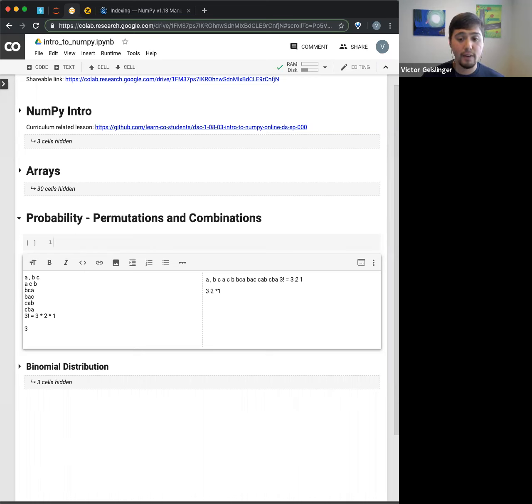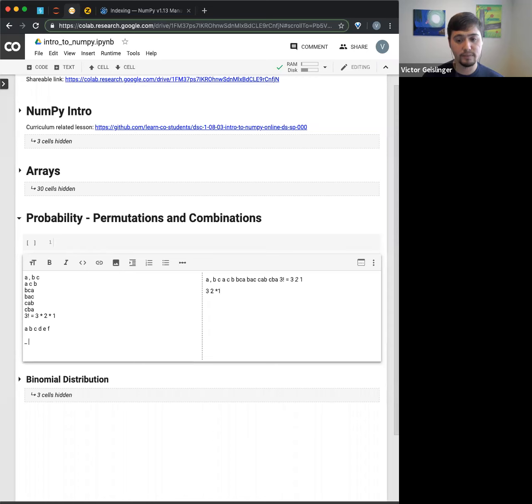Okay. Now, if I have instead A, B, C, D, E, and F, but I only have 3 spots still, does anyone know off the top of their head what the permutation would be?